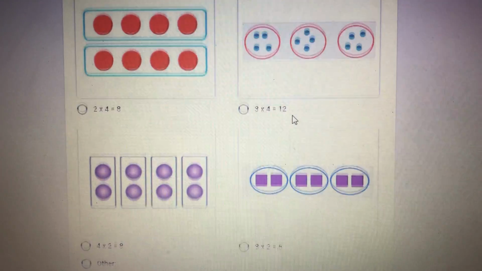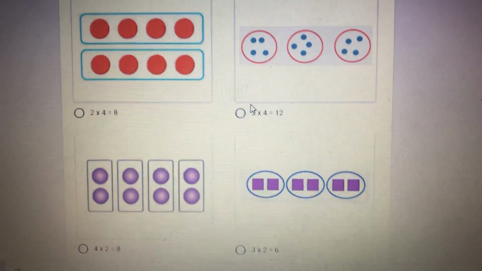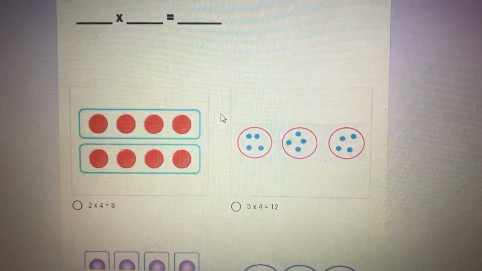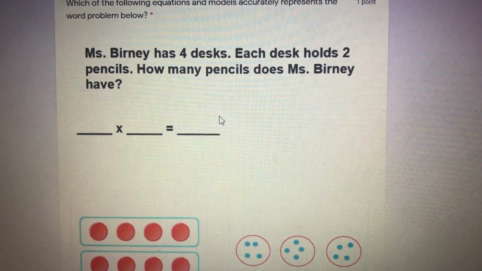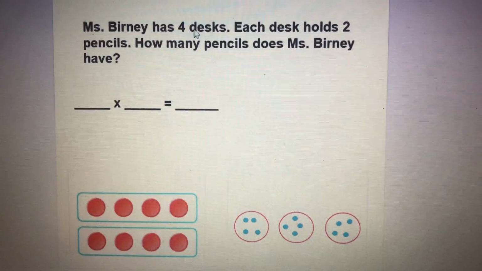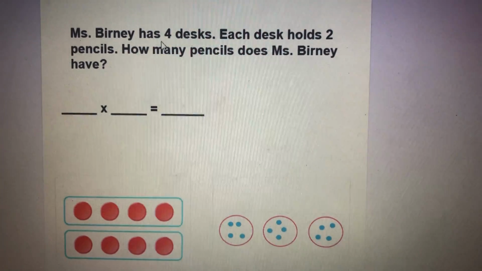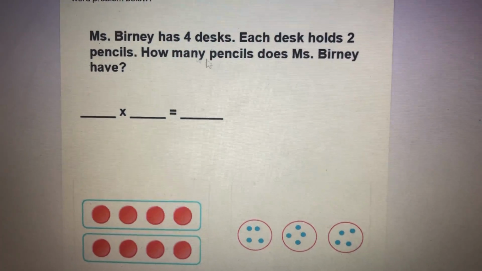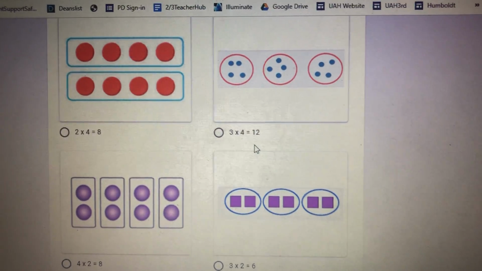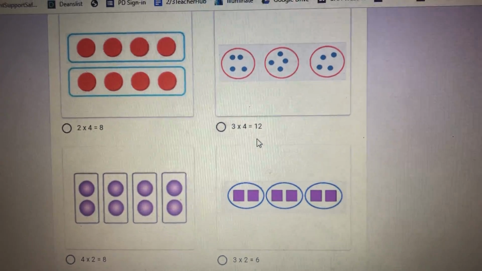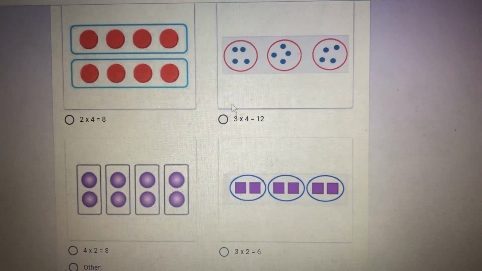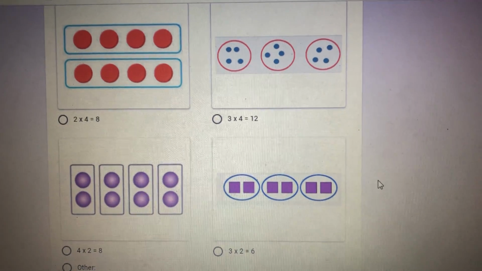So out of these models, which one is it? Which one shows us her 4 desks? See how I came up here to remember the word problem? I'm thinking, which one shows me the 4 desks with the 2 pencils in each? And which number sentence perfectly matches that situation? Looking at these and choosing the one.